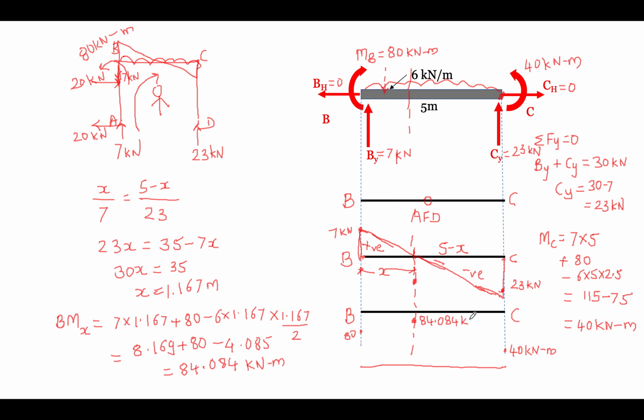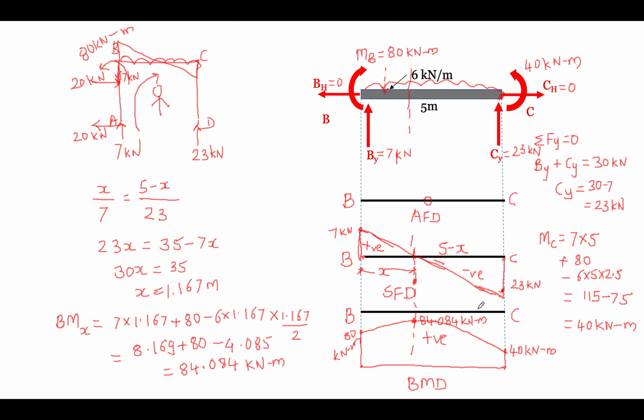84.084 kilonewton meter. Everywhere you should write units properly. Now simply join these lines, end lines. Then plot, this is a UDL, so there will be a parabola for this particular diagram, and this is positive. So this way we have completed our bending moment diagram and shear force diagram for the second member.